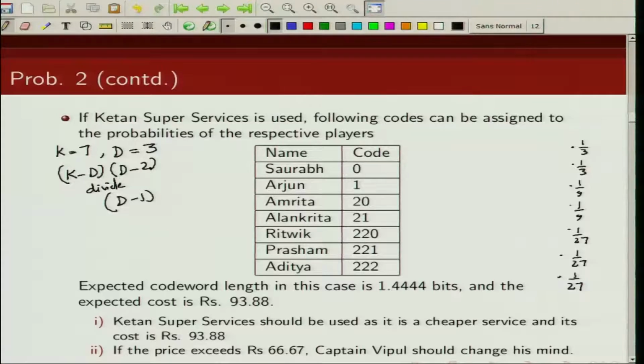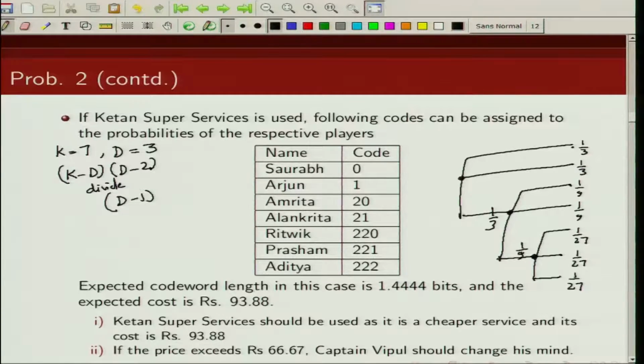So then in the initial stage we are going to combine 3 of these leaves. So these are the 3 least likely leaves. So we combine them and this will have probability equal to 1 by 27 plus 1 by 27 plus 1 by 27. So this probability is 1 by 9. Next we combine this node and this node, and their probability is 1 by 9 plus 1 by 9 plus 1 by 9, that's 1 by 3. And finally we combine these 3 nodes.